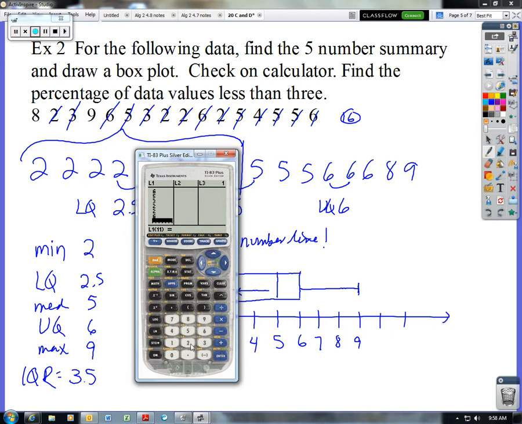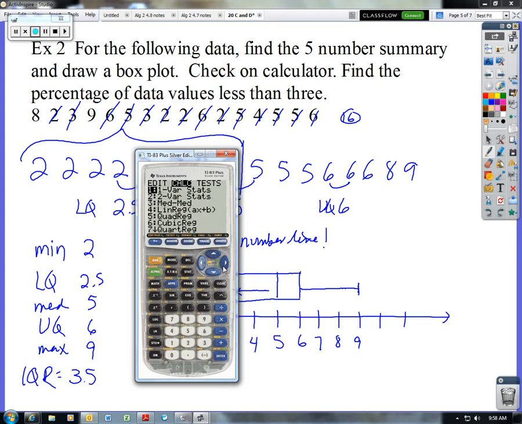If I did make a mistake entering this, when I do the 5-number summary, if it's different than what I got by hand, I'll notice the mistake. So there are 16 data values, so I got them all. Second quit, clear out the old stuff. Let's calculate our 5-number summary again.